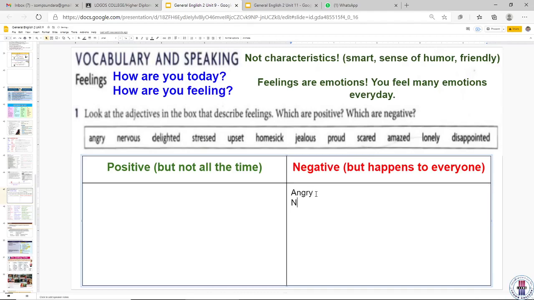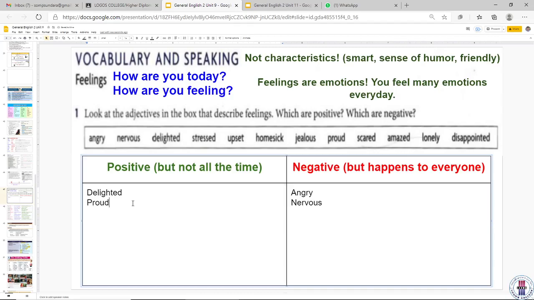Nervous. They say that's negative, but everybody gets nervous. All right? It happens to everybody. Right? Delighted. Delighted means happy. Right? So delighted is good. But notice I said not all the time, because these are feelings and emotions. So even though you might be delighted for 10 minutes, you're not delighted your entire life. Stressed, that's usually negative, but it's okay to be stressed sometimes. Upset, it's okay to be upset. Homesick, jealous, proud. I would put proud as a positive.